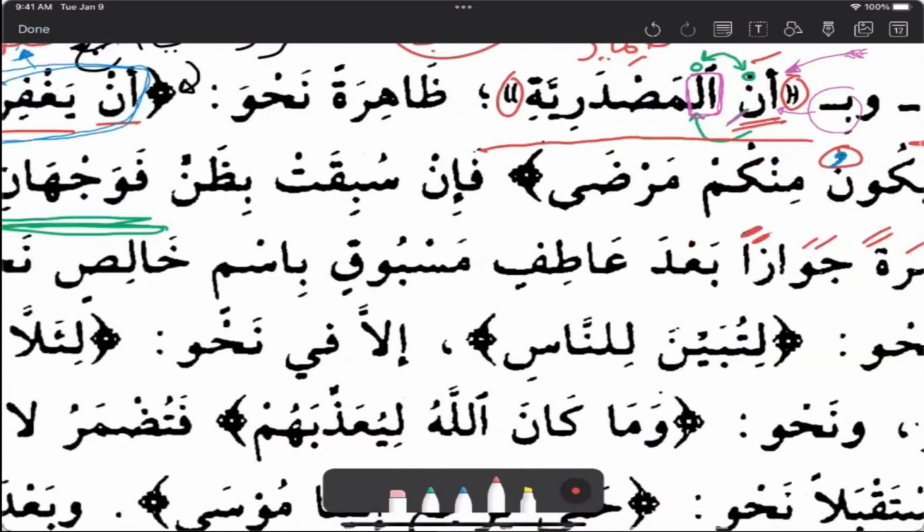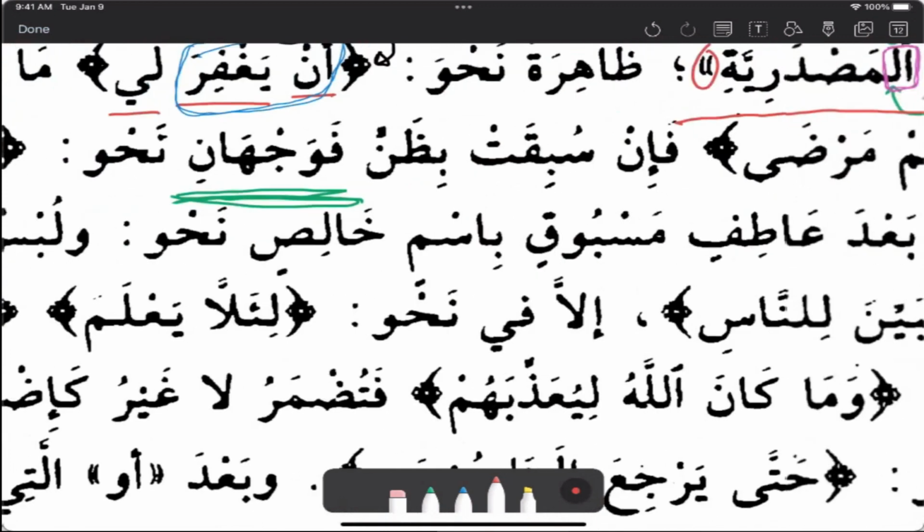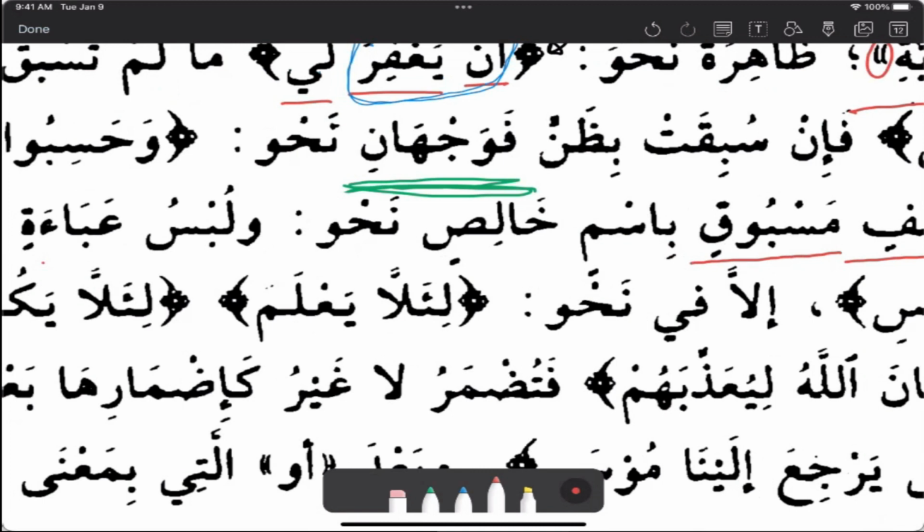بعد عاطف مسبوق باسم خالص. When would that be? بعد عاطف, after a conjunction. مسبوق, a conjunction that is preceded by, there is ahead of this conjunction, اسم خالص, a pure noun, an unadulterated noun.